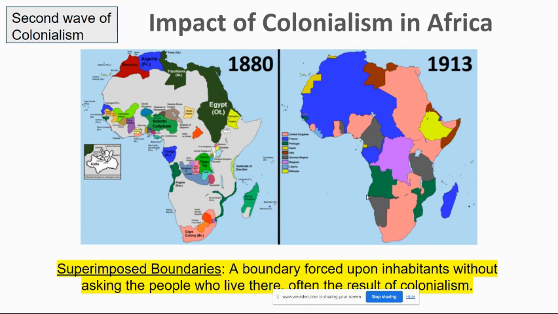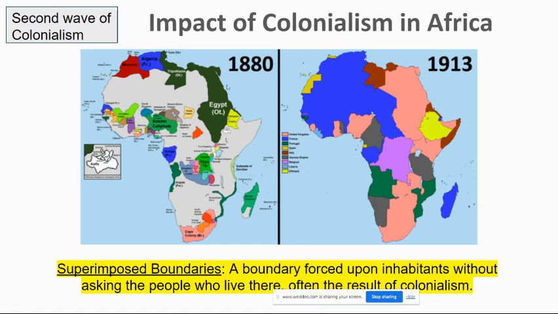The second wave of colonization was between the late 1800s and all the way to the middle part of the 20th century, or the middle part of the 1900s. And that was really focused on Africa as well as South and Southeast Asia.